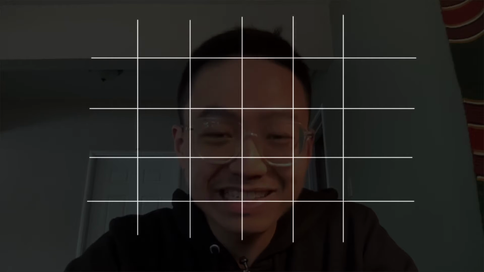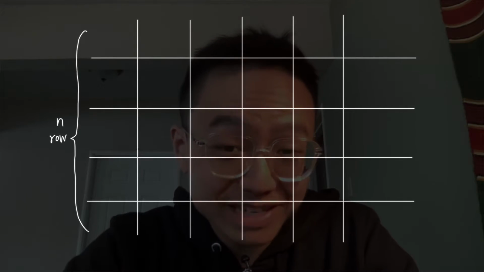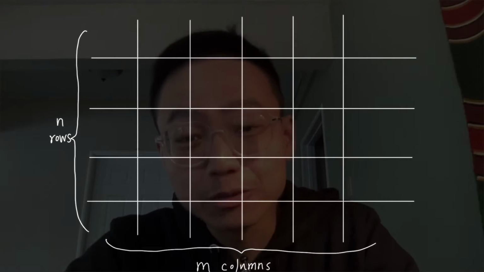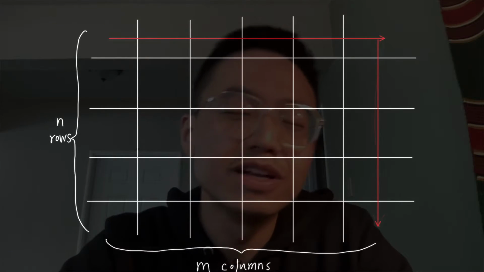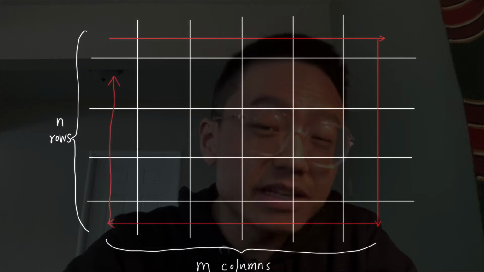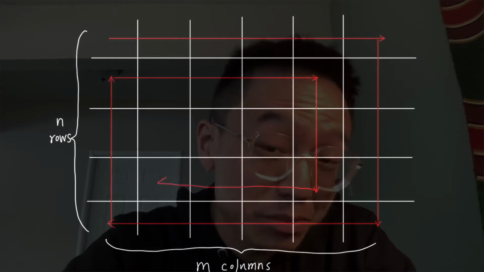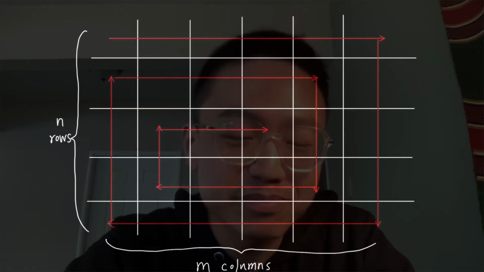Let's look at the question, spiral matrix. We are given a matrix M multiply N. M represents the columns and N represents the rows, and we need to return all elements of the matrix in spiral order. Well, for some problems, the best way really is to come up with some algorithm for simulation.